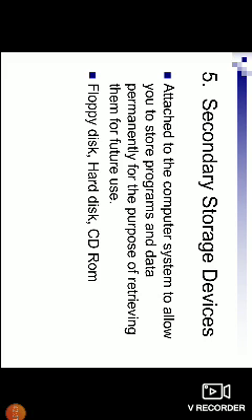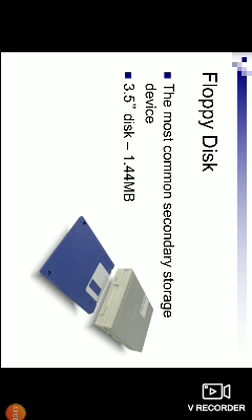And second is storage devices. They are used to store the data permanently. So floppy disk, hard disk, CD-ROM, pen drives, external hard disks. These are all under the secondary storage devices. So floppy disk.